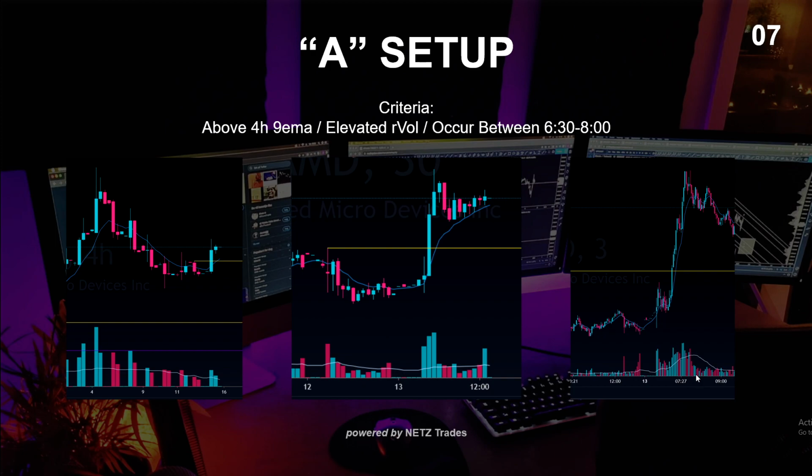Let's say it lasted till 8. That's still between our time, because we're looking for the time of breakout for it to be between 6:30 and 8, and that was around 7. So it clearly fits our criteria for this setup. That's just an example of a setup and some of the criteria.